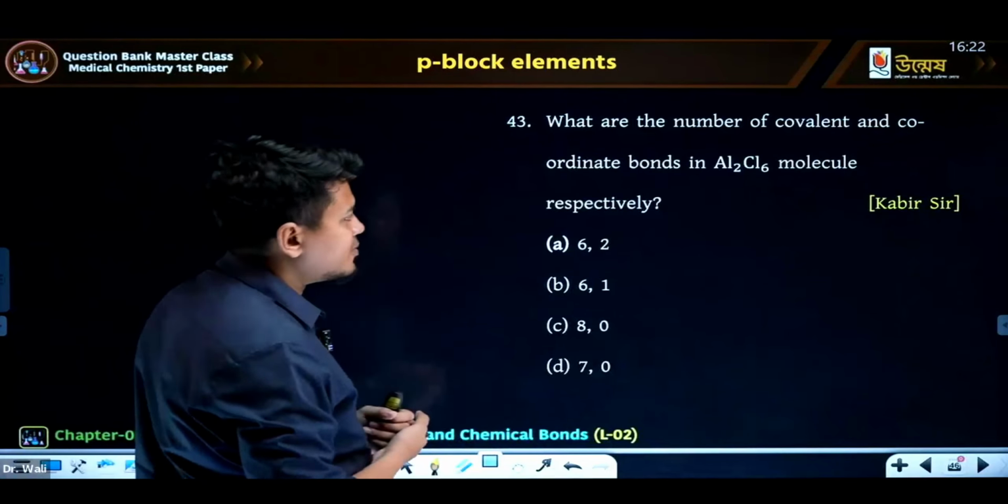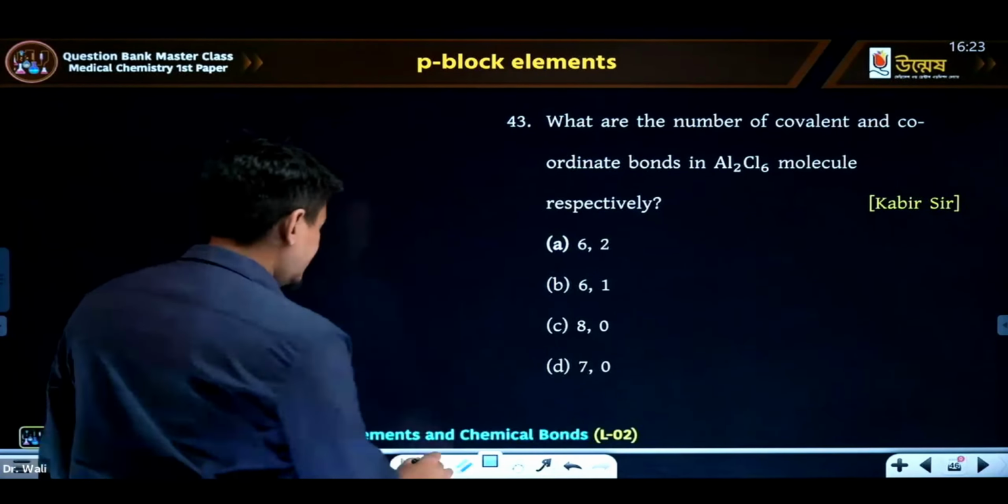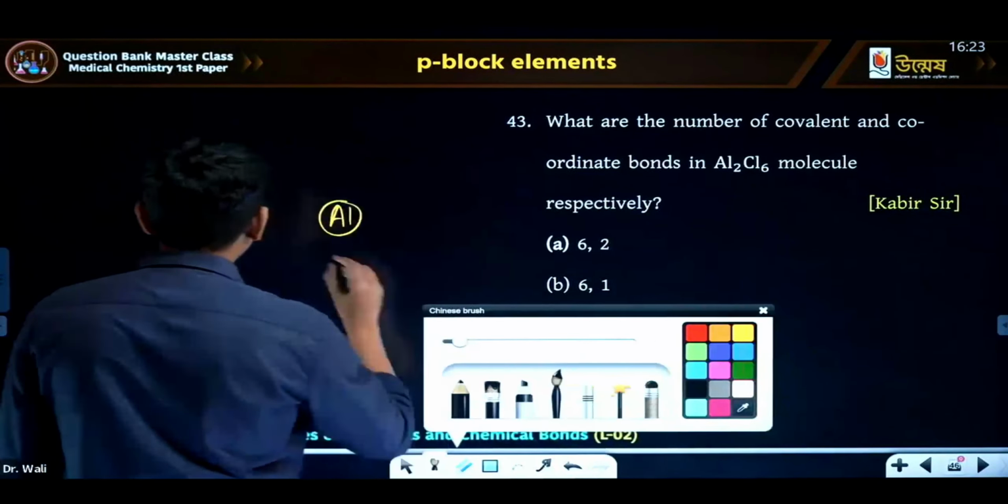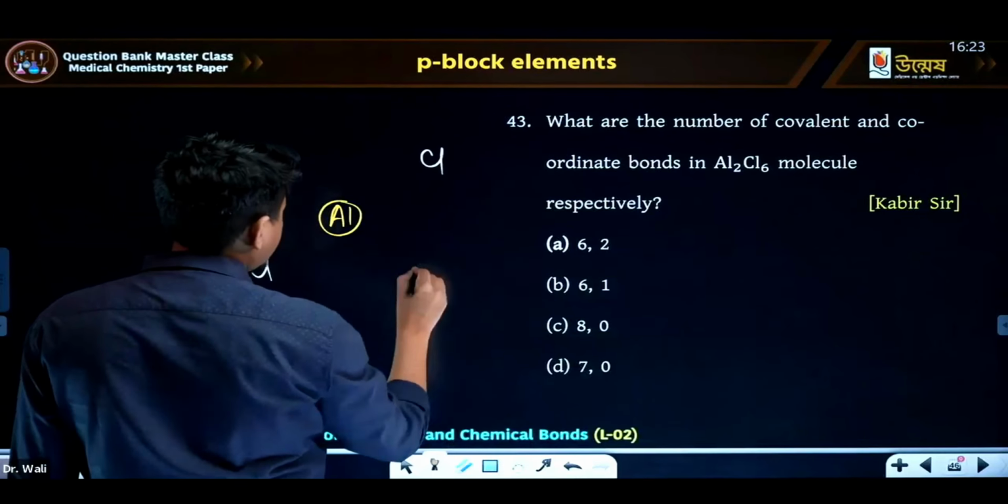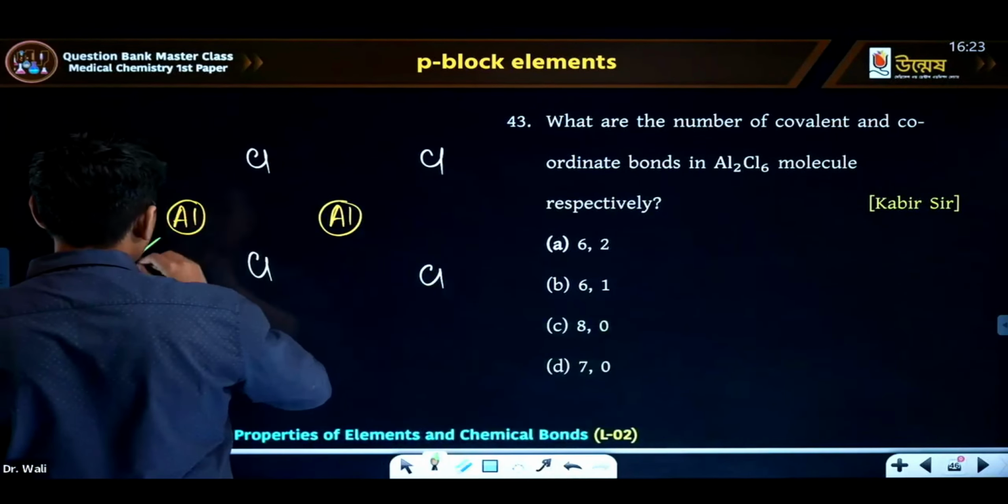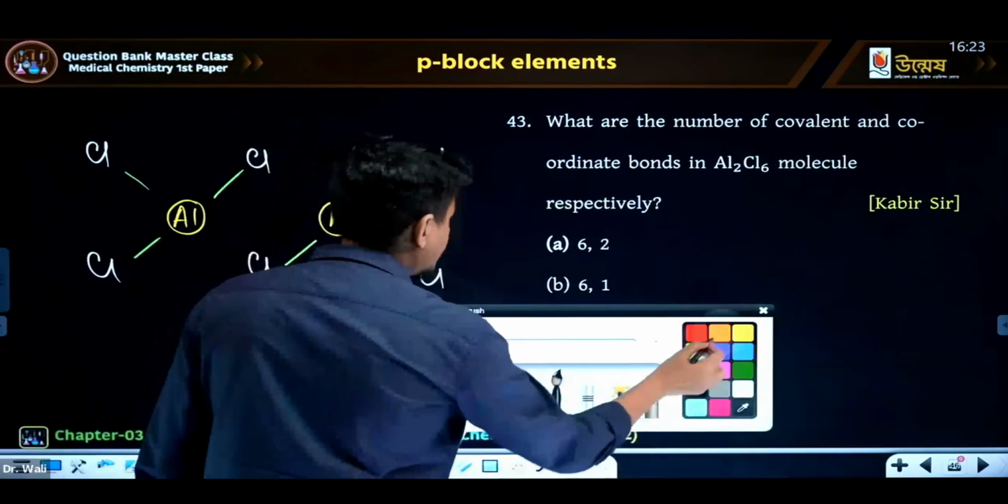What are the number of covalent and coordinate bonds in the aluminum chloride molecule respectively? This is also a question that can be answered from that figure. Should we draw that down again? Okay, no problem. I'm drawing it again. This is aluminium. This is aluminium. Now, here is a chlorine, here is a chlorine, here is a chlorine, here is a chlorine. Now, first the covalent bonds. Now the coordinate bonds.